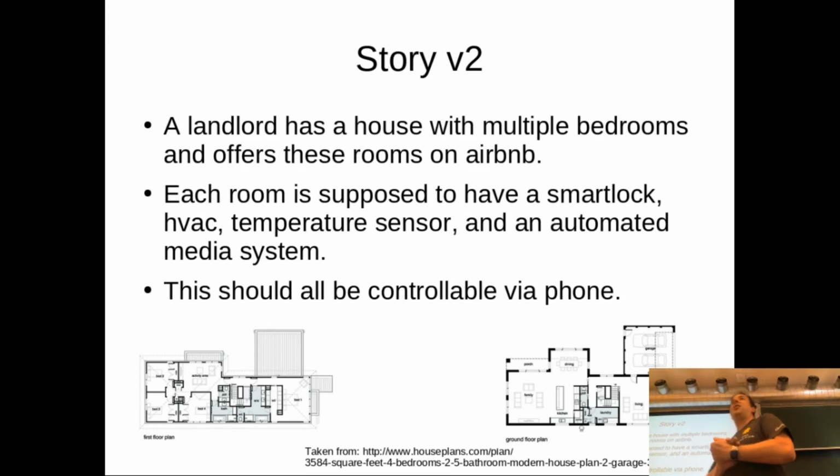Okay. Then I got the students to give a little bit more thought to this process, and the next story was like this. A landlord has a house with multiple bedrooms and offers these rooms on Airbnb. Each room is supposed to have a smart lock, air conditioning control, temperature sensor, and an automated media system. This should all be controllable via phone. And you will already think now, oh, that's quite good already, so we could build something based on this input. There are some requirements we can actually take from there. And this is what we call a use case.